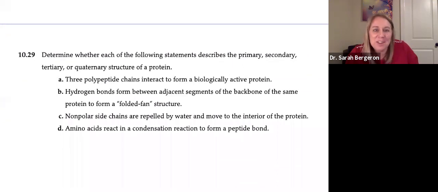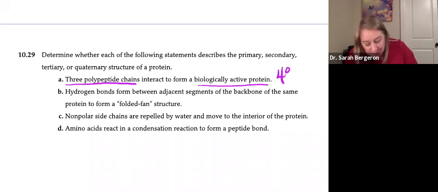All right, 10.29, determine whether each of the following statements describes primary, secondary, tertiary, or quaternary structure of our protein. Three polypeptide chains interact to form a biologically active protein. So we have three polypeptide chains coming together. That's telling me it's quaternary. If you have to have more than one polypeptide chain to be active, then that is quaternary.